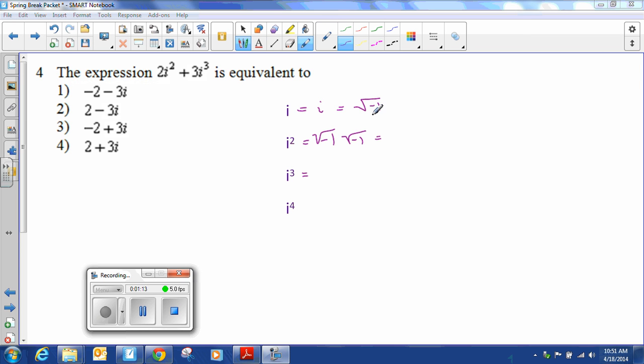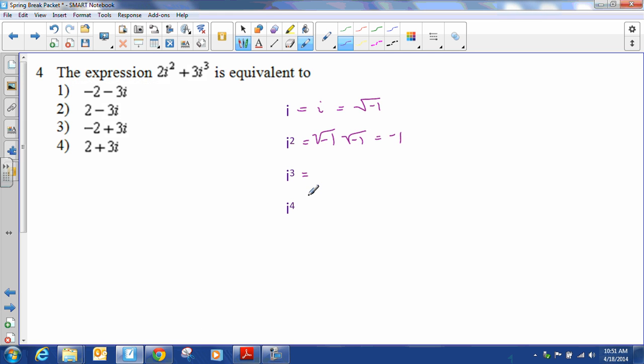i is simply the square root of -1. i squared is i times i, which is square root of -1 times square root of -1, which is just -1. i cubed is basically i squared times i. We know that i squared is -1, so that's going to be -1 times i, which is just -i. And finally, i to the fourth power is the same thing as i squared times i squared. -1 times -1 is +1.